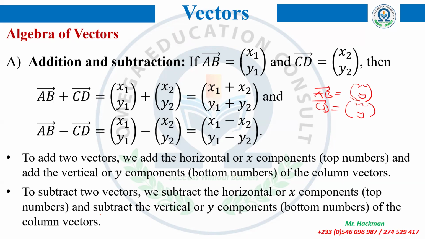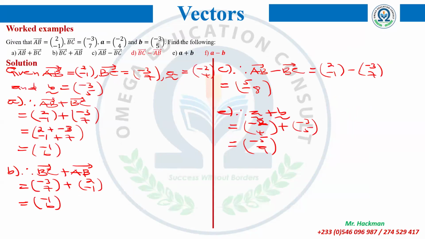So to subtract is basically the same thing. We subtract the horizontal or x components, the top numbers, and subtract the vertical or y components, the bottom numbers of the column vectors. As simple as that. Okay, so now let's go and look at some word examples.